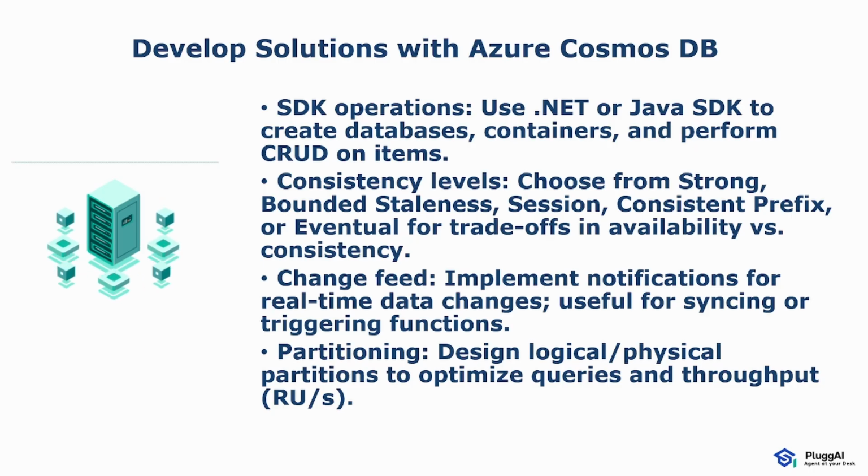Speaking of consistency levels, this is exam gold. You've got 5. Strong, linearizability, slowest but safest for finance. Bounded staleness, stale by time or regions. Session, perfect for user sessions, consistent for one user. Consistent prefix, never out of order writes. And eventual, fastest, great for social feeds. The exam will throw scenarios. Global app needs reads eventually consistent to save cost, pick eventual, or banking transfers, strong. Default is session, know why it's the sweet spot for most apps.